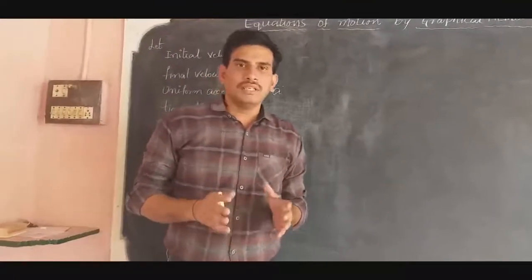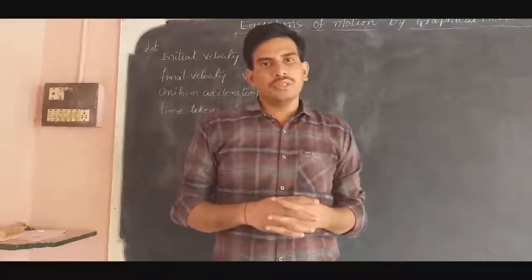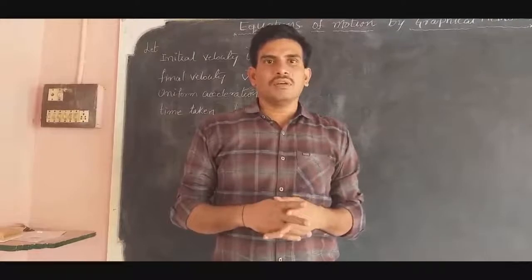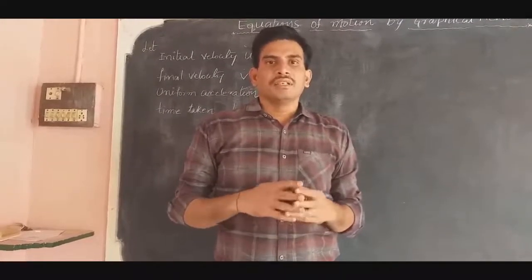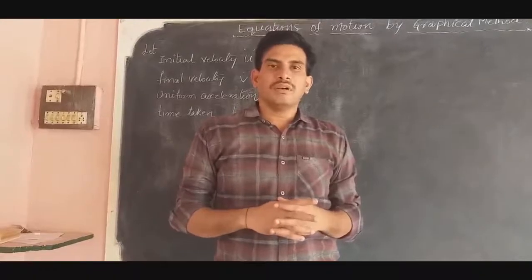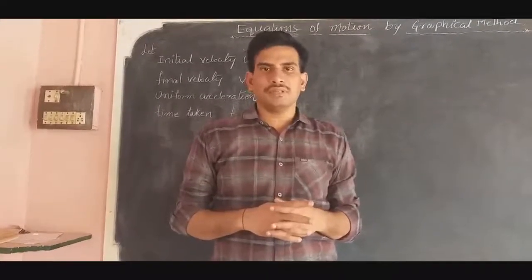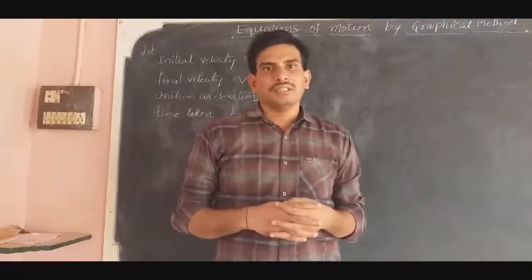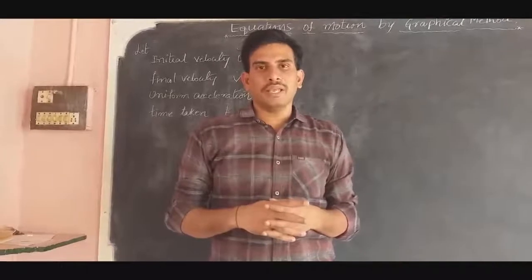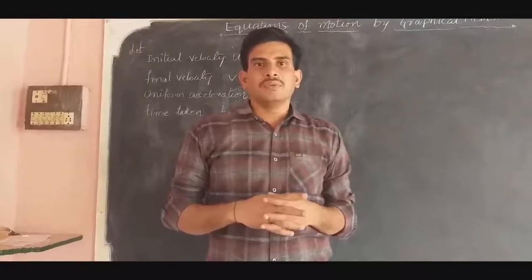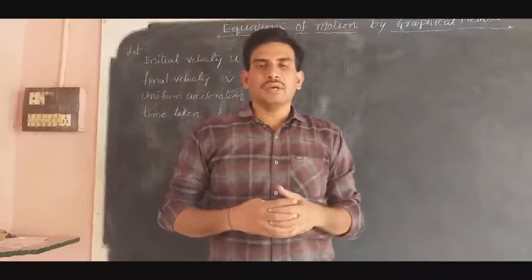We have three equations of motion. First one, v equals u plus at. This is called the velocity time equation. Second one, s equals ut plus half at square. This is called the position time equation. And the third one is v square minus u square equals 2as. This is called the position velocity equation. These three equations we are going to derive.